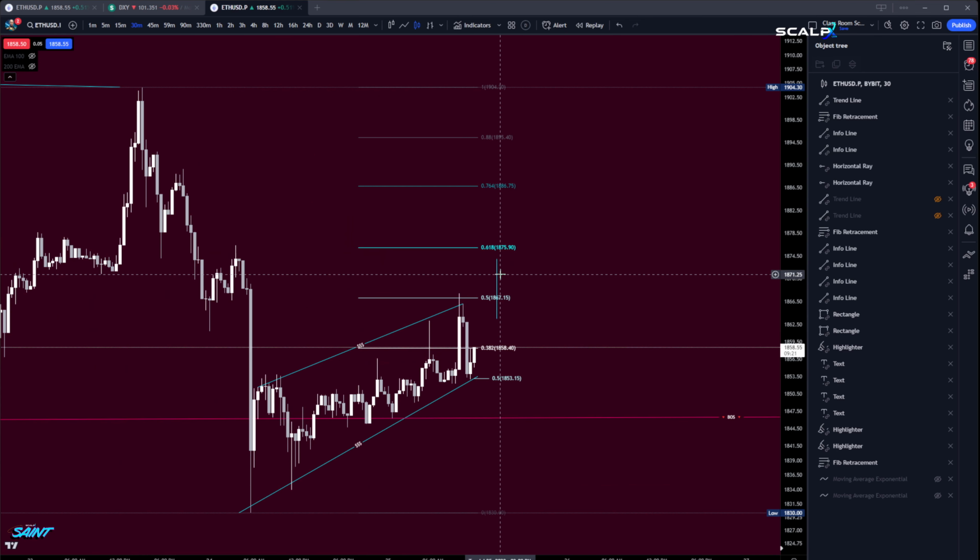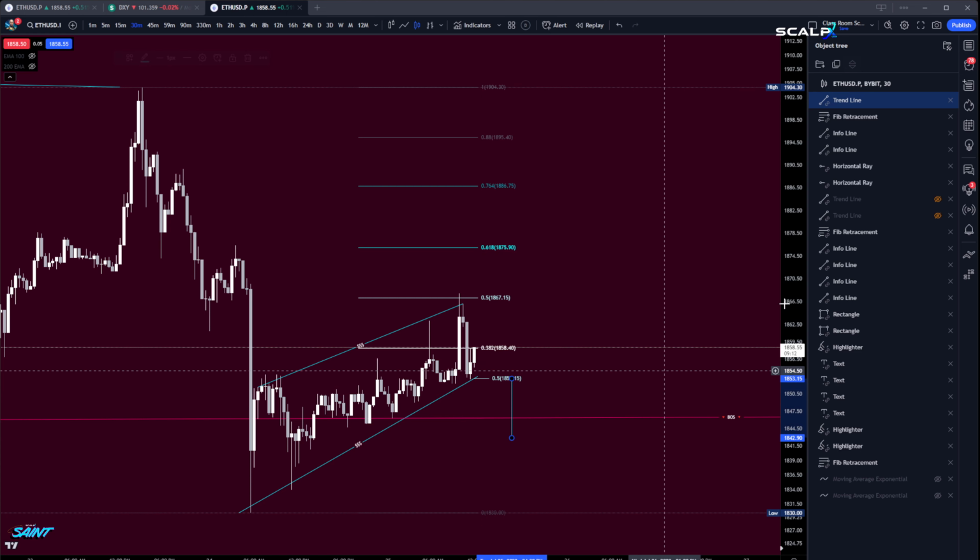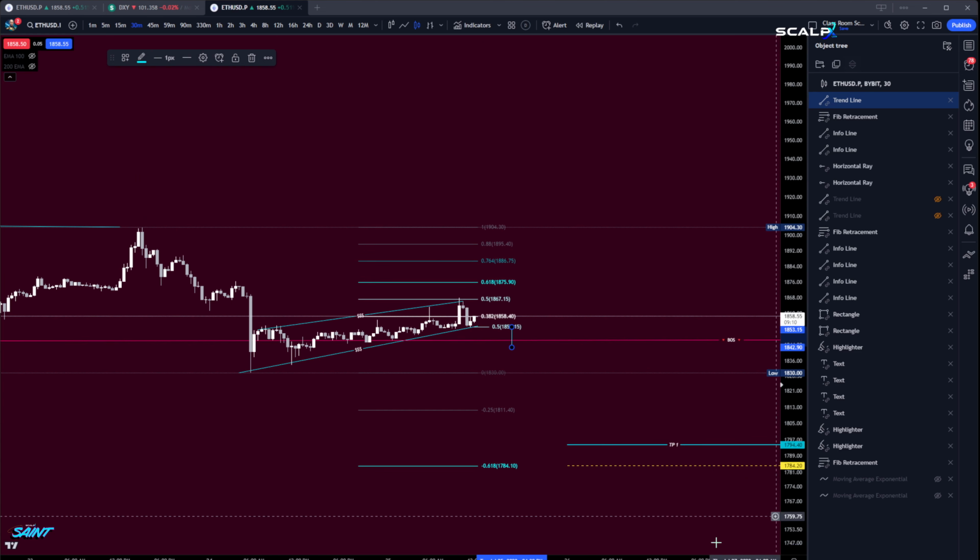So we just have to watch this. Because ideally, if we want this thing to break down, remember we already measured that, I believe. It puts us way down here in these areas, if that comes to fruition.